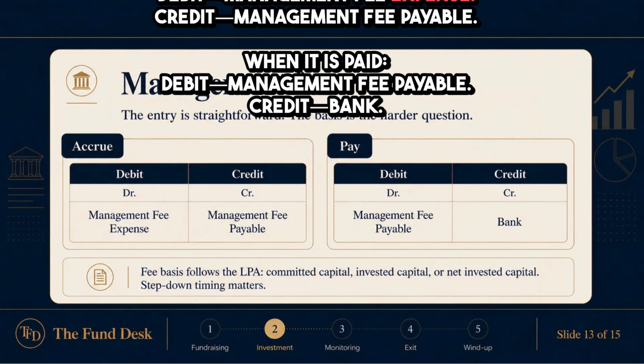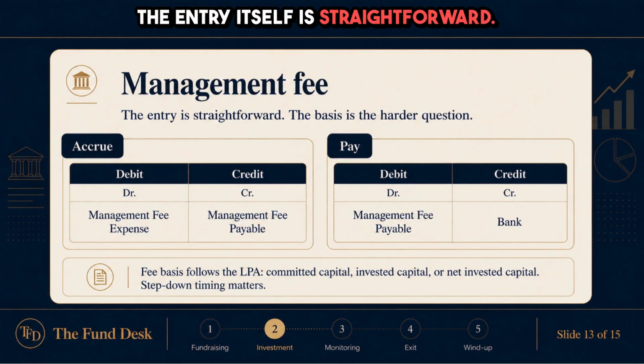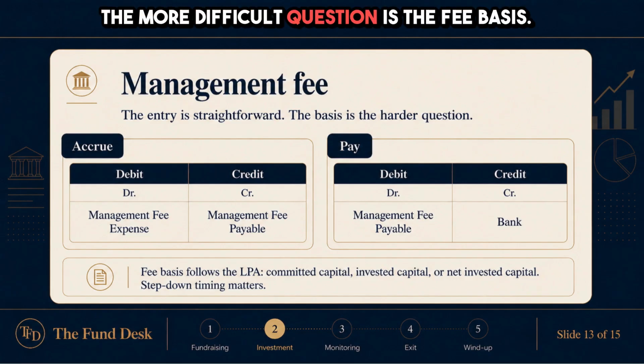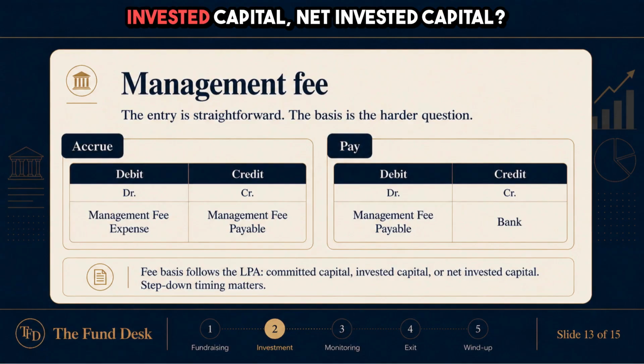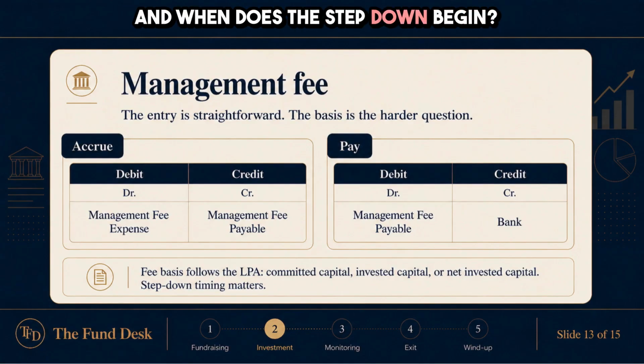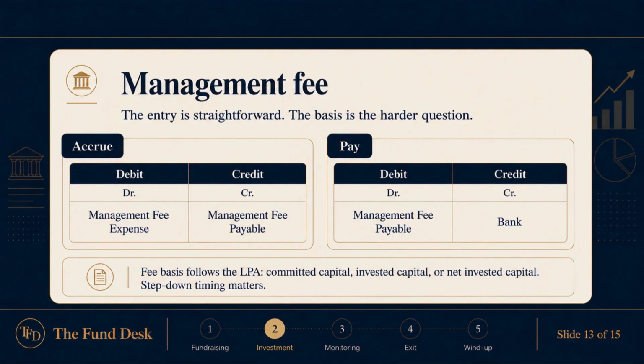Then there is the management fee. When the fee is accrued: debit, management fee expense; credit, management fee payable. When it is paid: debit, management fee payable; credit, bank. The entry itself is straightforward. The more difficult question is the fee basis. Is it calculated on committed capital, invested capital, net invested capital, and when does the step down begin? That calculation follows the LPA, and I have covered the fee basis question separately.